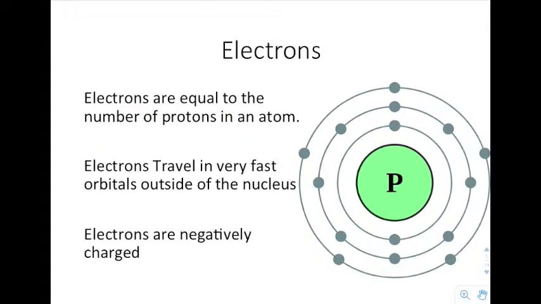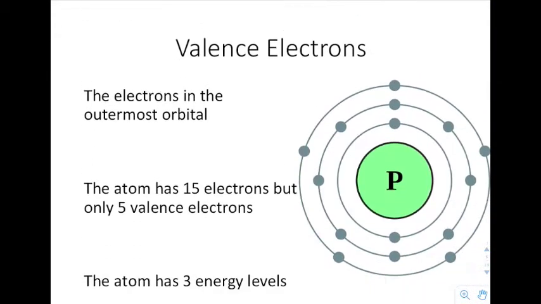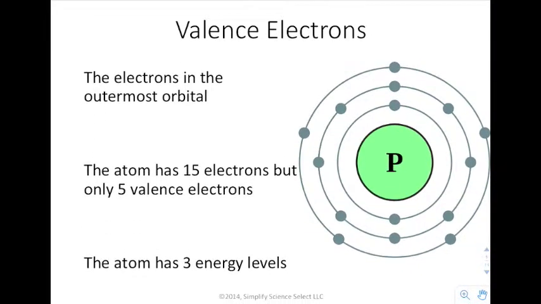So when we look at electrons, remember the number of electrons is equal to the number of protons in an atom. Electrons travel very, very fast in orbitals outside of the nucleus, and electrons are negatively charged. So let's review from the atoms. Next, valence electrons are the electrons in the outermost energy level.